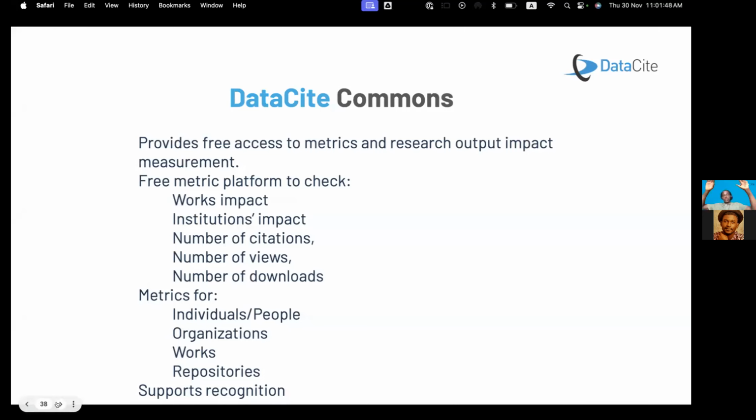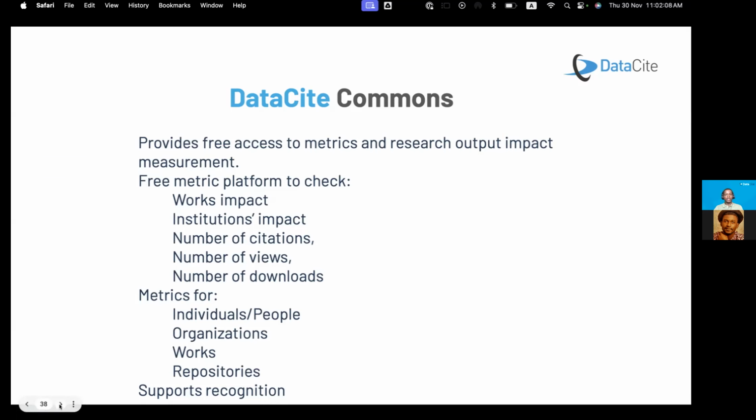For your whole institution, you can check the impact for the number of citations, the number of views, the number of downloads, and it could also be for individuals, for groups of people, for organizations, for works, for repositories. So we support you. We support recognition.